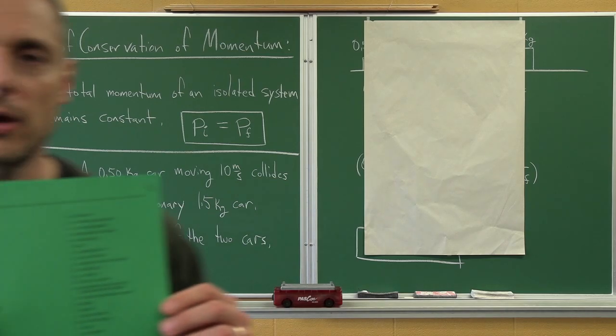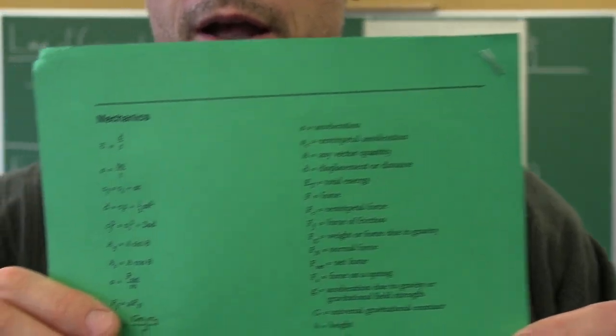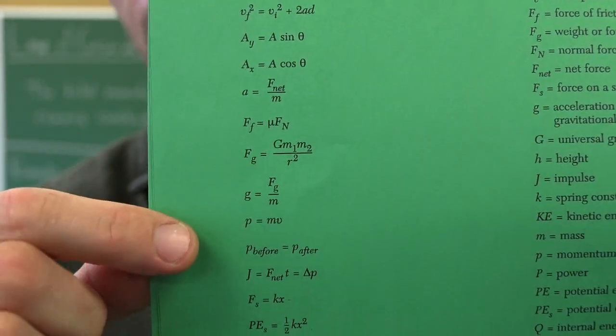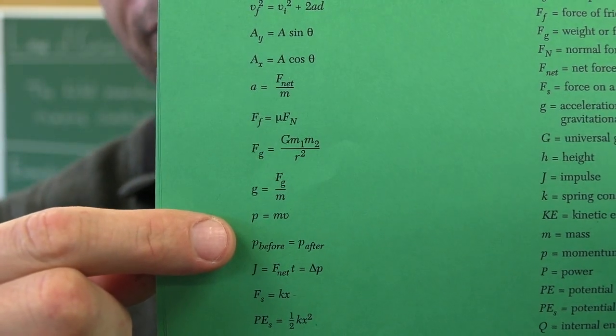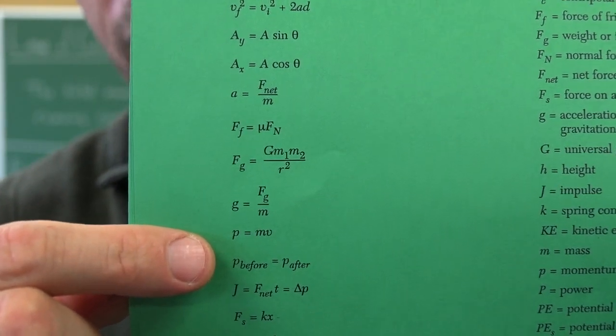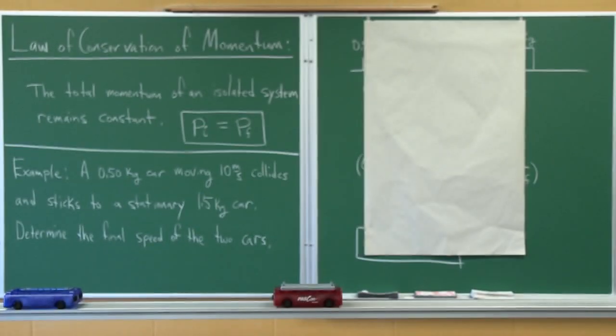So here's our mechanics section. If I scroll down, you can see this formula P before equals P after. So I called it Pi equals Pf. You could write it either way and it's perfectly fine.